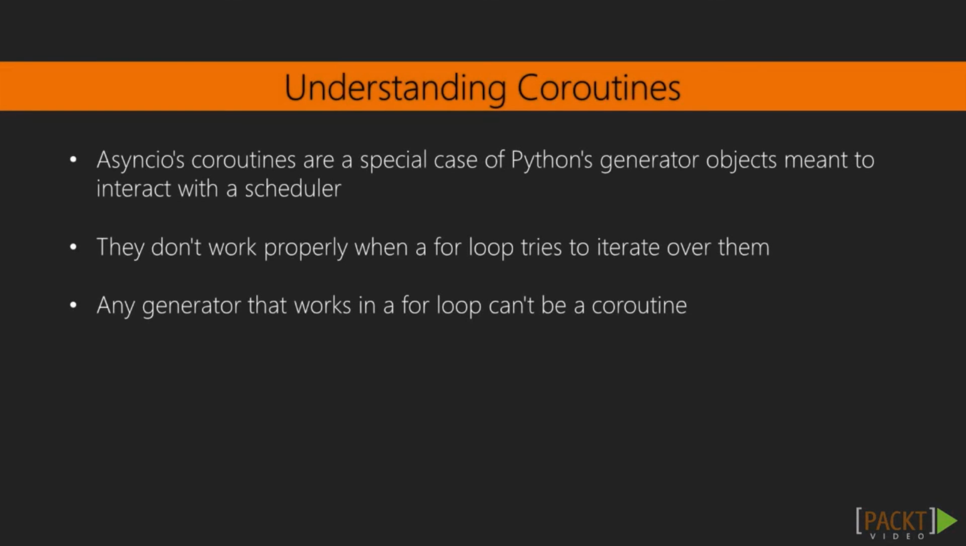Specifically, we need to remember that asyncio's coroutines are a special case of Python's generator objects, which are meant to interact with the scheduler, rather than the normal looping functions. They certainly don't work properly when a for loop tries to iterate over them, and any generator that will work in a for loop won't work as a coroutine.